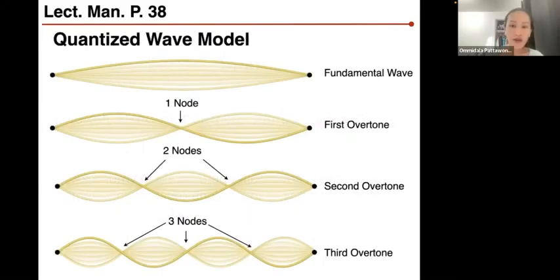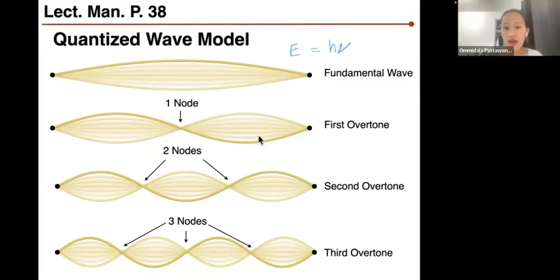So here is the quantized wave model. Okay, so that is represented by the fundamental wave, first overtone, second overtone, and third overtone. Okay, so according to Planck's theory, when we're looking at the wave of light, it's going to come in a quantized, or discrete, amount of energy, and that is going to be E. Okay, so this is going to be represented by E equals hν, where ν is the frequency that represents this fundamental wave.